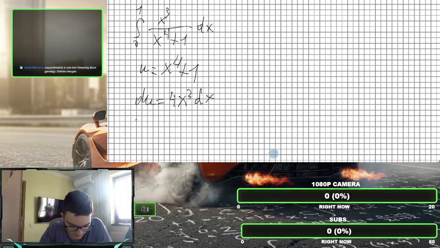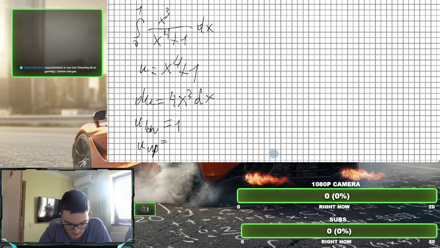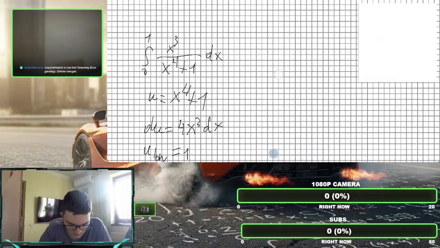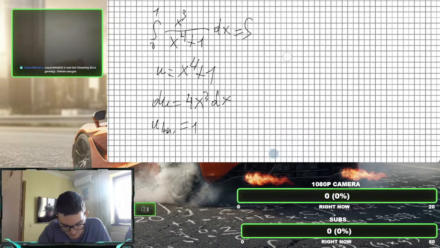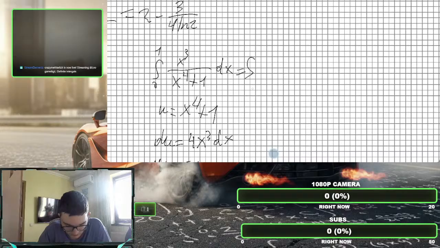change the limits now. The lower limit is 0. When I put it instead of x to 4th power, I'll have just 1. And if it's the upper limit change, I'll have 1 plus 1, which is 2. So that's the new limits. So from 1 till 2, the limits.